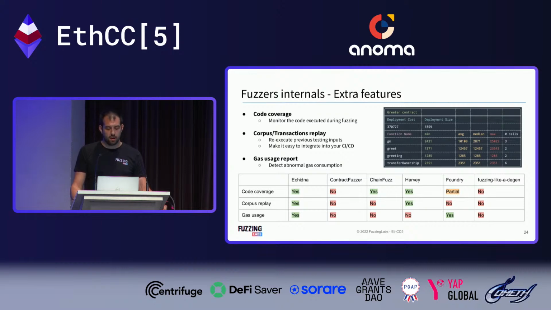In that case, having a gas report and being able to know that, okay, this specific sequence of transactions is burning a lot of gas can indicate that you need to improve the code on that part, or maybe you will find a way to reject the transaction or prevent this from happening beforehand. Again, some fuzzers are actually doing that.